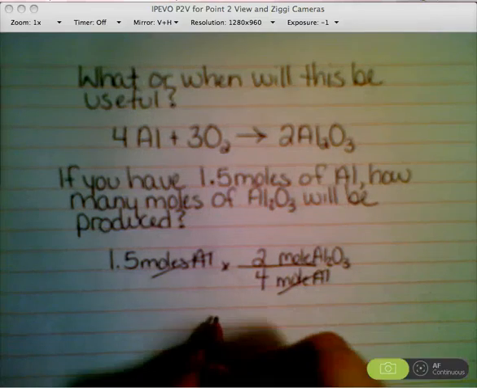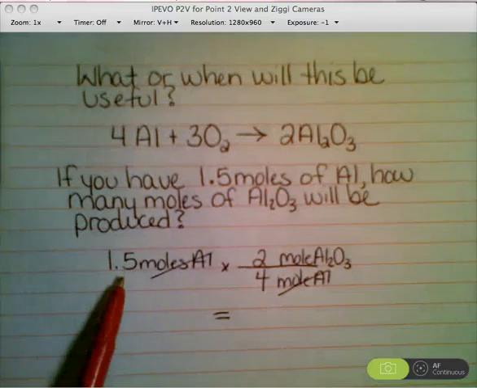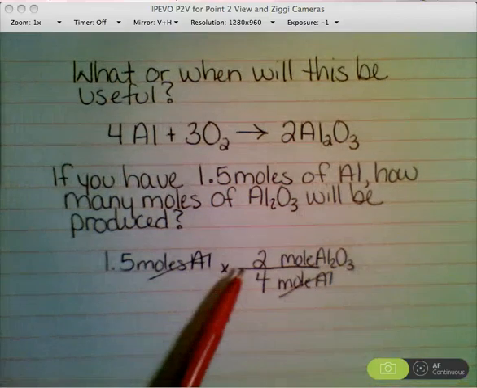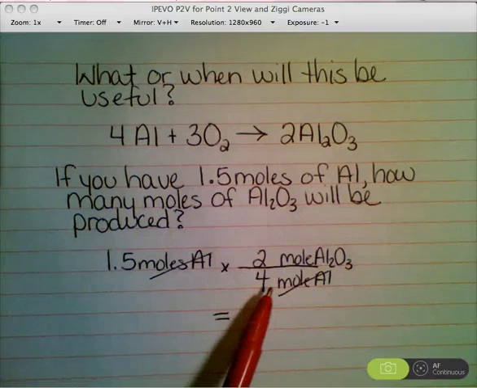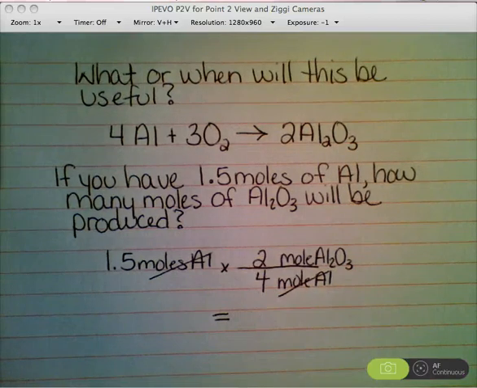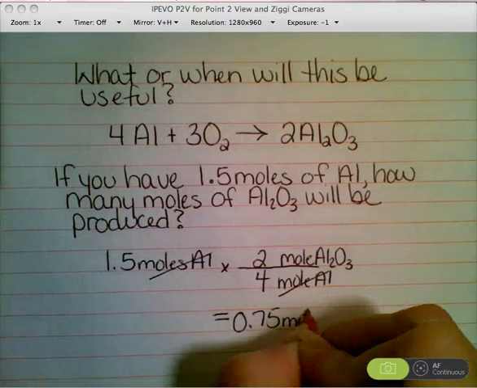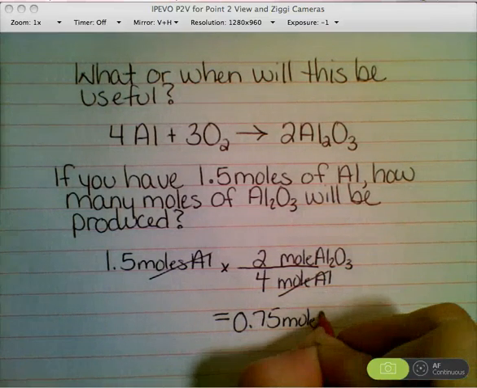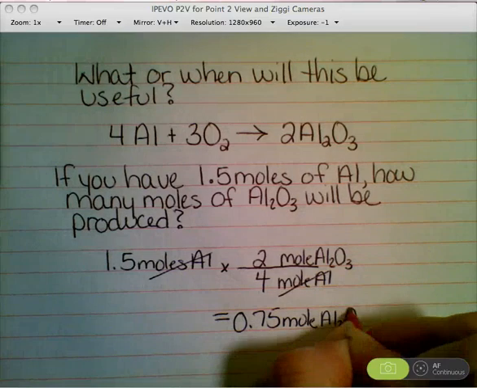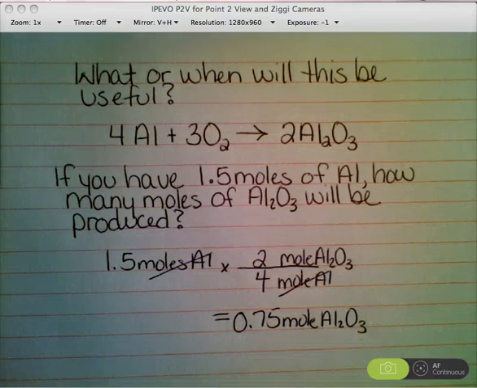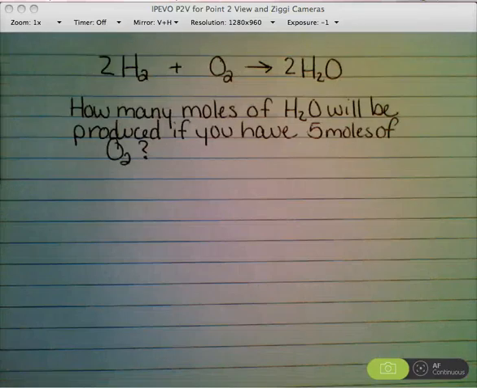So to do the math, we just take 1.5 times 2 divided by 4. So 1.5 times 2 divided by 4 gives me 0.75 moles of what? Of aluminum oxide. That is how much I can actually produce.